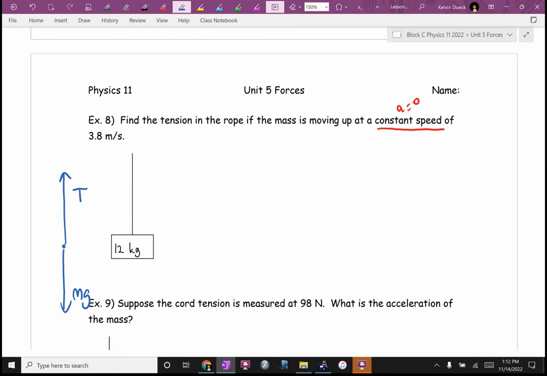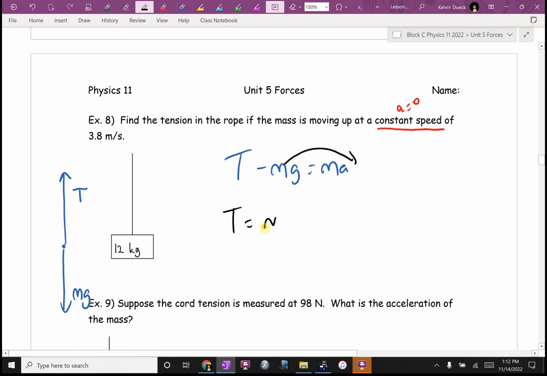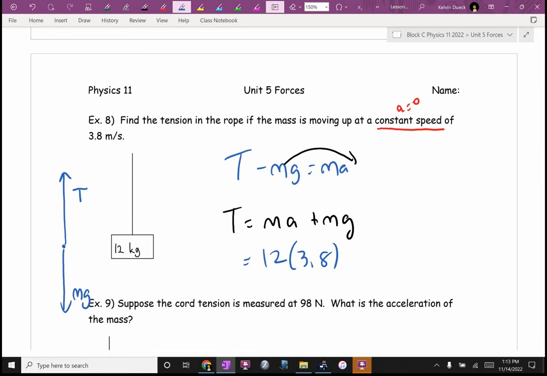A lot of students see the word "up," and they go, oh, tension must be winning. Gravity must be losing. Equals MA. Oh, it wants me to get the T by itself. I'll just plus that over. And then, oh, what's the mass? 12. What's A? It must be the 3.8, even though I've taught you your units. I'll see kids put that there, and I will go cray-cray if you do that. In an Icelandic teacher kind of a way, I'll make some dumb Verizon joke.